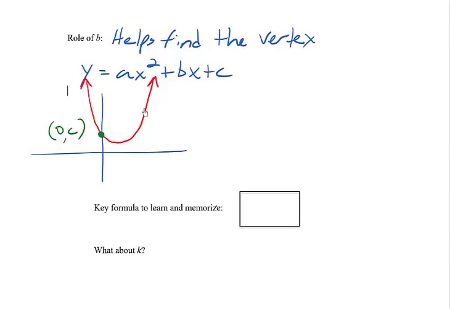Well, parabolas are very symmetrical, and hopefully you can see that there's another point right across the way here, right over here, kind of at the same height, that would also be (something, c). I'm not quite sure what the something is. It would be this x value right here, but there's definitely another x that has a y value of c.